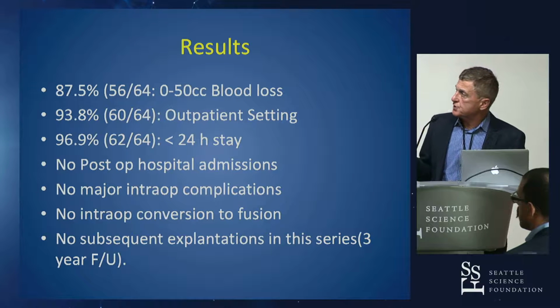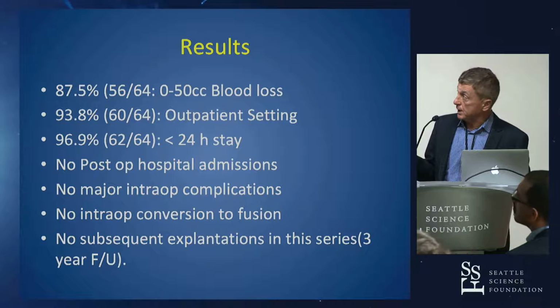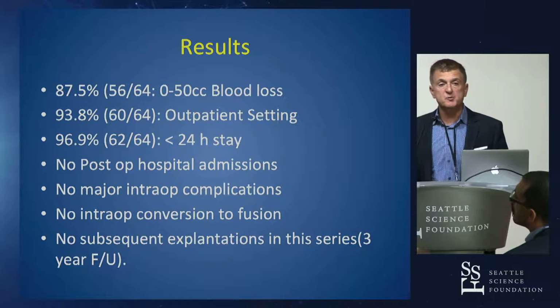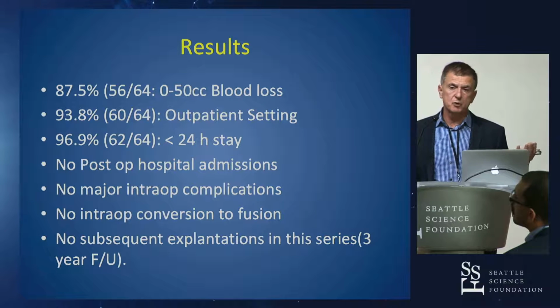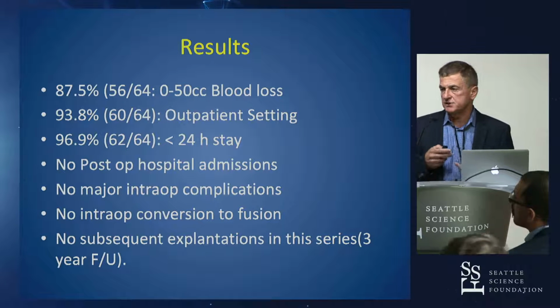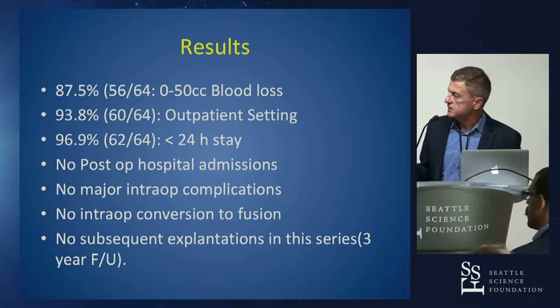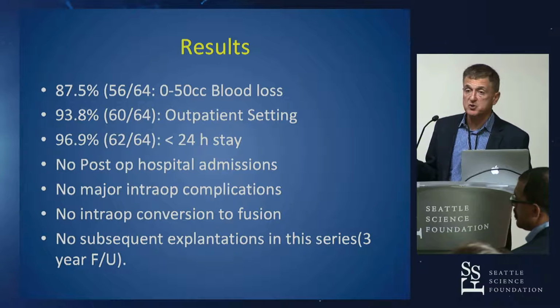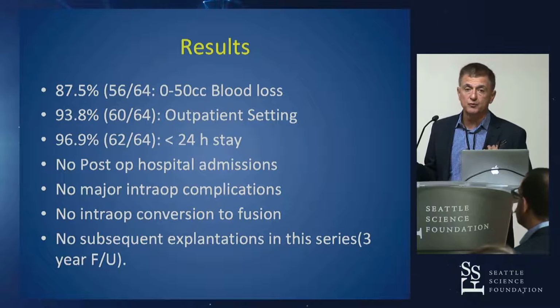So the results showed 87% blood loss less than 50 cc's, 94% outpatient setting, 97% less than 24-hour hospital stay. We had no patients go to the ER, no hospital admissions, no intra-op complications, no intra-op conversion to fusion. If you're doing this procedure and you break the ALL, you got to fuse. I mean, the design of this prosthesis, you cannot have an incompetent ALL. I mean, there's no keel, there's no stability that way. So you got to be very careful. And within the 3 years, we had no explantations, but I can tell you that I removed 2 subsequently.